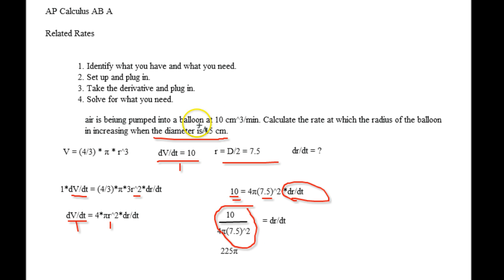Now, if the diameter had changed to 20, this would change, and I would have a different answer. So it depends on the size of the balloon, how big it's going, how fast it's increasing. So the first step was identify what you have and what you need, set it up, and plug in your formula. Take the derivative, then plug in the numbers and solve for what you need. Okay, it's as simple as that.